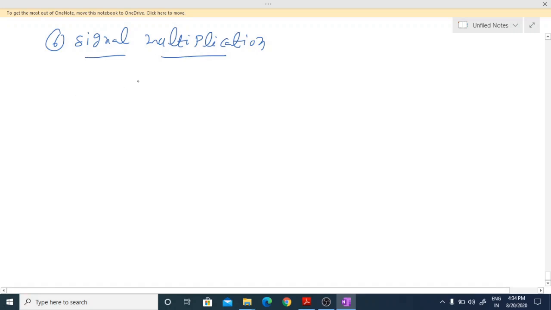So let us consider I have two signals, x of t and y of t. If I multiply these two signals, then we obtain the signal z of t. So this z of t is a product of x of t and y of t. Whenever I use this symbol, that indicates multiplication of two signals.